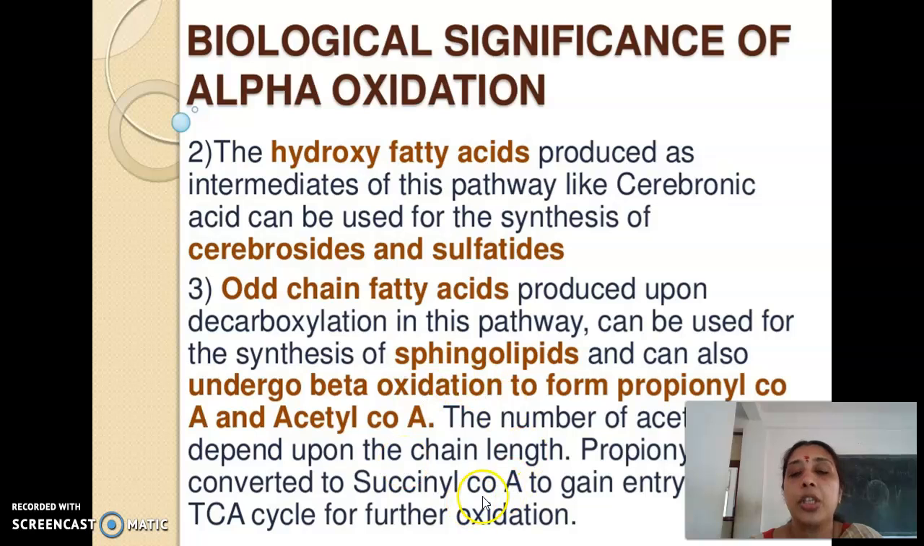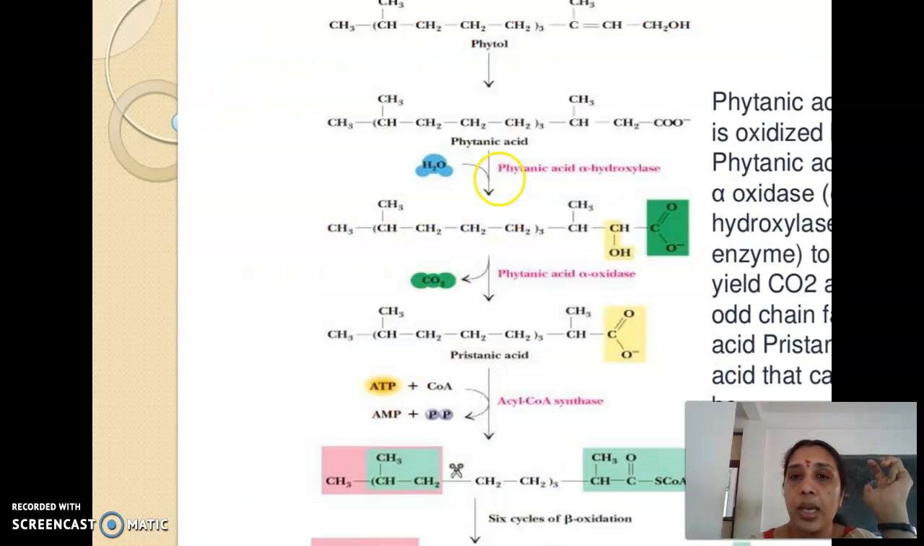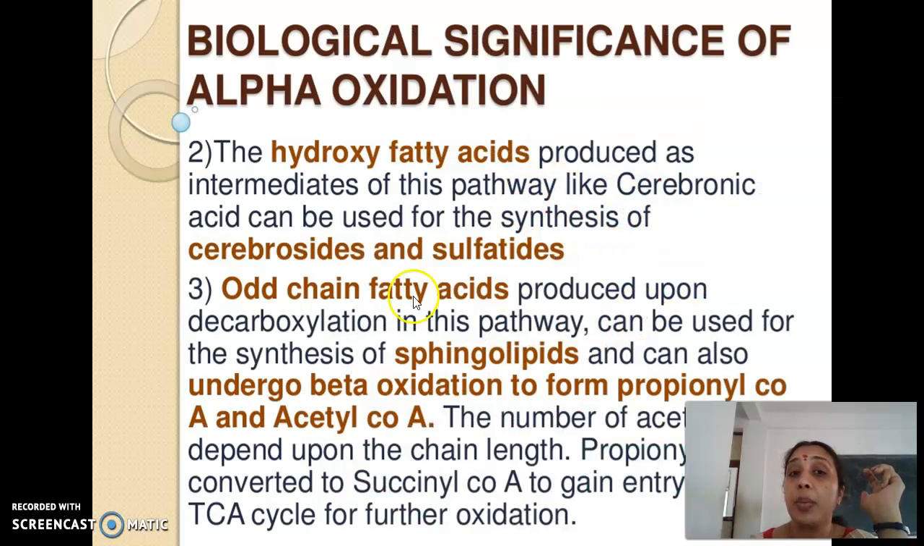Propionyl CoA is converted into succinyl CoA and then enters the TCA cycle. One of the most significant things regarding alpha oxidation is the hydroxy fatty acids. Which are the hydroxy fatty acids? There's phytanic acid and 2-hydroxy phytanic acid. These fatty acids are very important for the formation of cerebronic acid, nervonic acid, etc. They are very important for the proper functioning of the central nervous system.